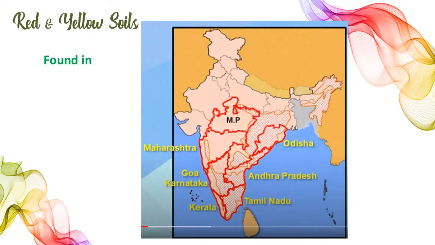Here you can see the states which are covered with red soil. These states are almost all the states which are covered by black soil, but with a little variation. These states contain very little parts of red soil.